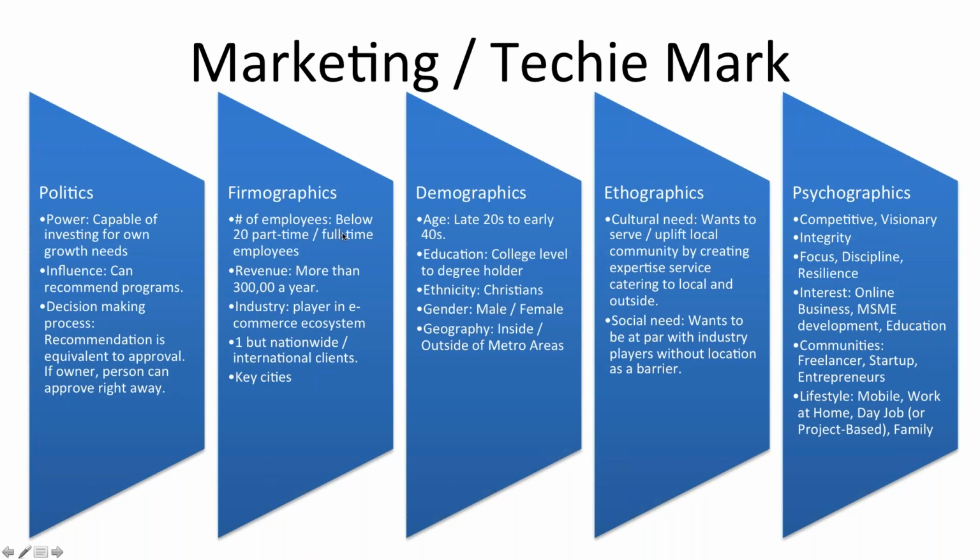Firmographics: below 20 part-time and full-time employees, although in some cases, if they work for bigger companies, they have more employees. Revenue: more than 300,000 a year, since some small businesses have joined. They are a player in the e-commerce ecosystem, one way or the other. Maybe one office, but with nationwide and international clients, present in key cities. And demographics: late 20s to early 40s, college level to degree holder.